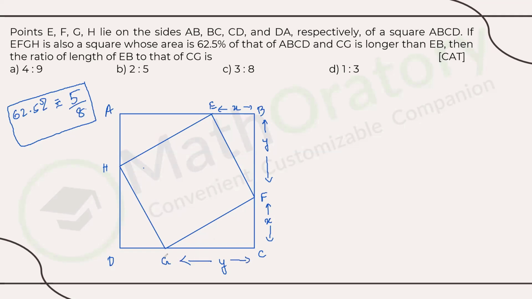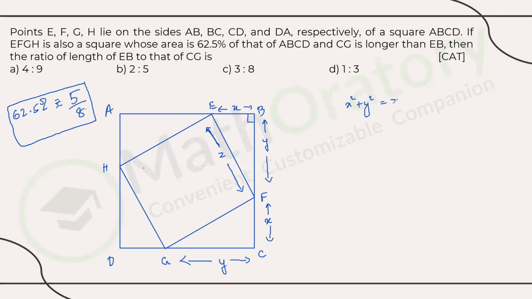I'm not going to name the rest of it. Everything will be something like that only. And I'm going to take this side of EFGH as Z. So there are a couple of relations that get established. So one is, this is a 90-degree angle. So in this right angle triangle, we get X squared plus Y squared is equal to Z squared.